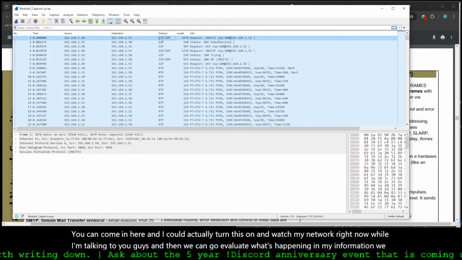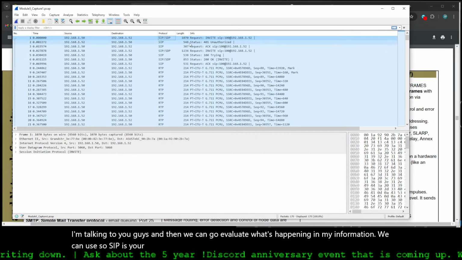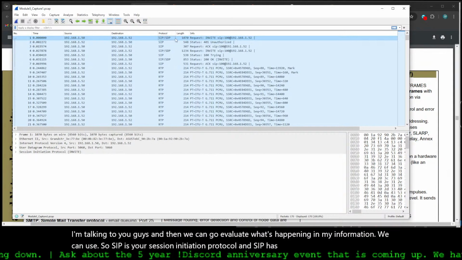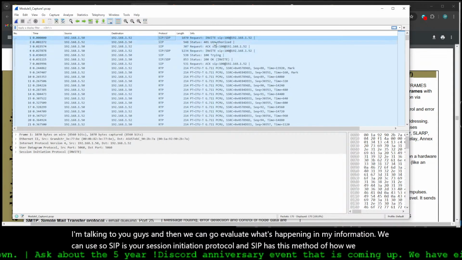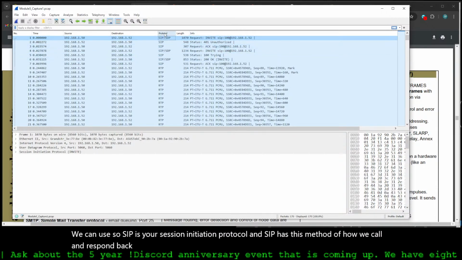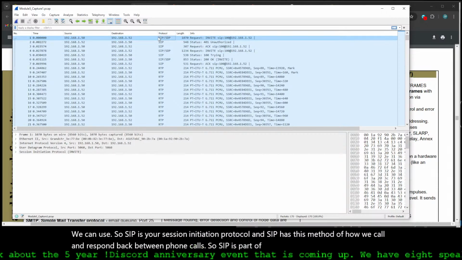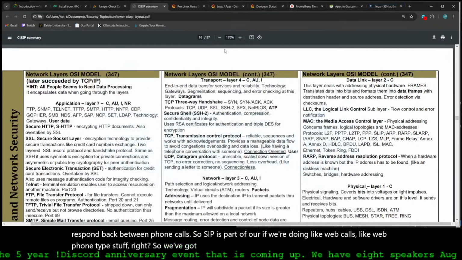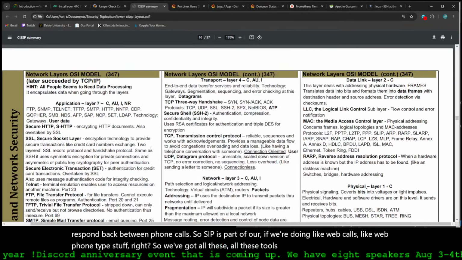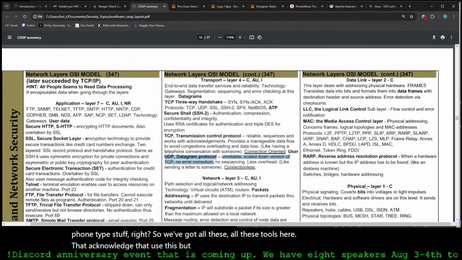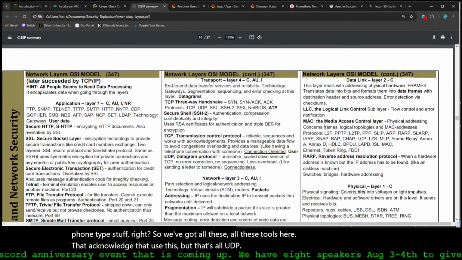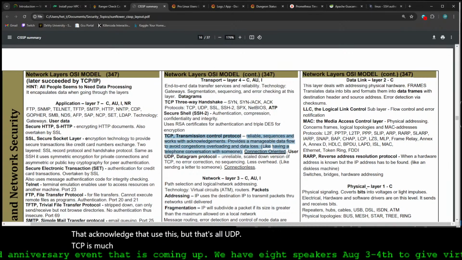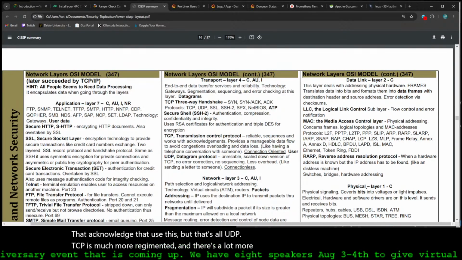SIP is your session initiation protocol, and SIP has this method of how we call and respond back between phone calls. So SIP is part of it if we're doing web calls, like web phone type stuff. We've got all these tools here that use this, but that's all UDP. TCP is much more regimented, and there's a lot more overhead. Let me just show you here real quick.